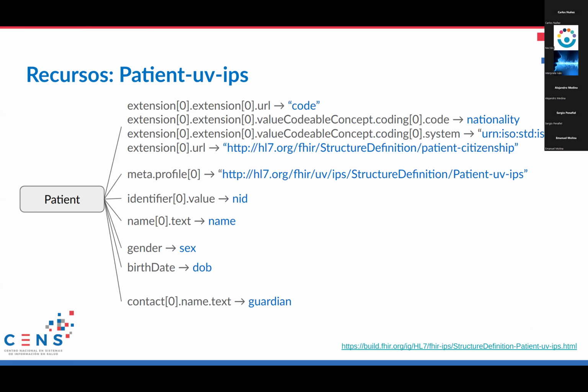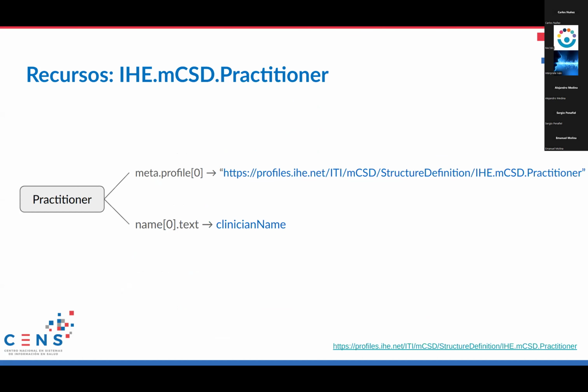Patient data, they're actually quite limited. Here we have nationality, which is one of the elements that is requested. A profile is identifier elements and also contact information. And then to end, we have the practitioner. Here we only ask for the clinician name. Obviously, that's the profile that was defined, but this is going to be a very small resource.